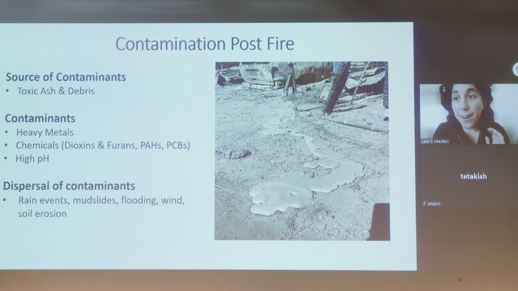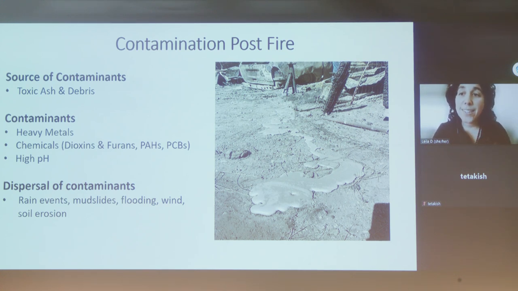In the context of wildfire, we're focused on what's in the ash and the debris. Because of how fire interacts with structures and cars and things like that, we end up in the aftermath of most wildfires with debris and ash that have very high levels of heavy metals, everything from zinc, lead, arsenic, chromium, cadmium, to different chemicals. Things like dioxins and furans, which are carcinogenic, cancer-causing chemicals that form when things like plastic melt, things like PAHs, polycyclic aromatic hydrocarbon chemicals, things like PCBs, all of that could be in ash.